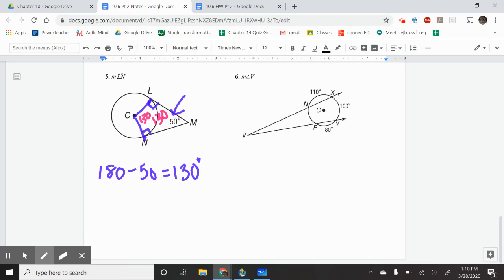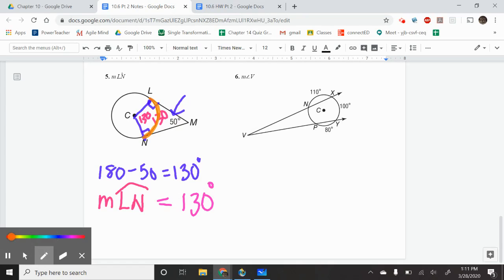Now, the question is, they're asking for measure of LN. Now, which LN is it? Is it the little arc or the minor arc, or is it the major arc? Now, the major arc would be over here. Which one are they asking for? Well, unless they name it with 3 letters, like let's say LKN, then we're always looking for the minor arc. So measure of LN is equal to 130. Okay. Let's move on to number 6.